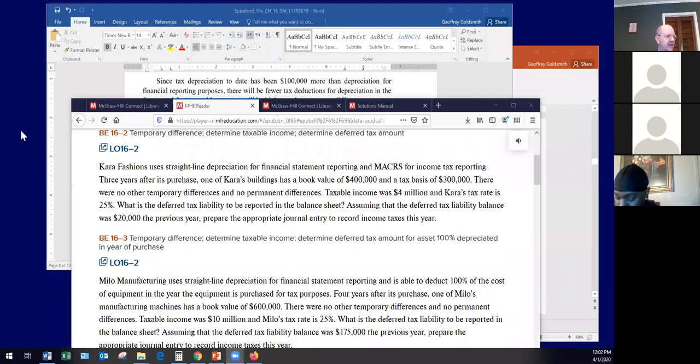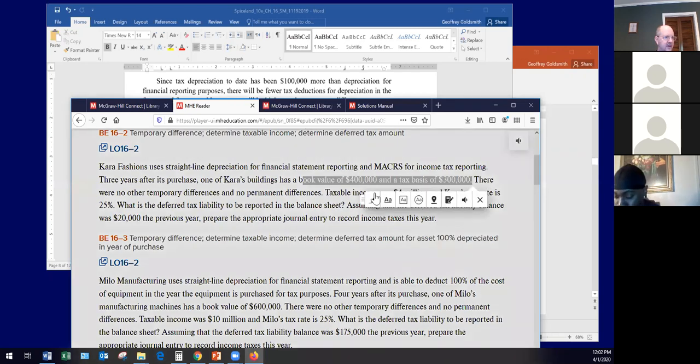So right now you should see what I'm looking at here is brief exercise 16.2, temporary difference. It says Cara Fashions uses straight line depreciation for financial statement reporting and Makers for income tax reporting. 3 years after its purchase, one of Cara's buildings has a book value of $400,000 and a tax basis of $300,000. So what could be confusing about this is these two terms right here.